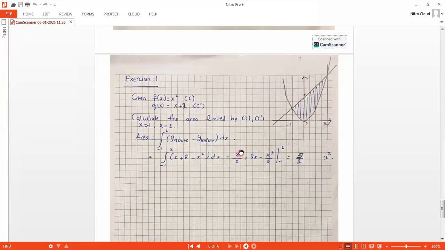So now what do I get? I need to do the integral of all of this. The integral of x is x squared over 2. The integral of 2 is 2x. And the integral of x squared is x cubed over 3, from minus 1 to 2. First, we replace 2, minus we replace minus 1, and we get 9 over 2 units squared.